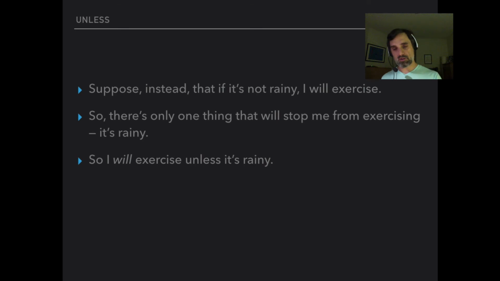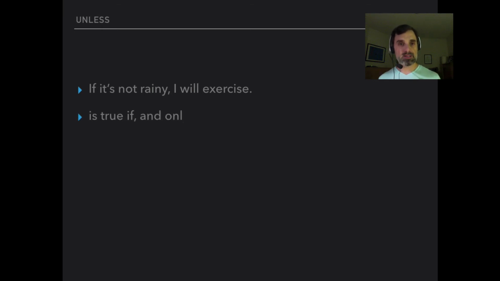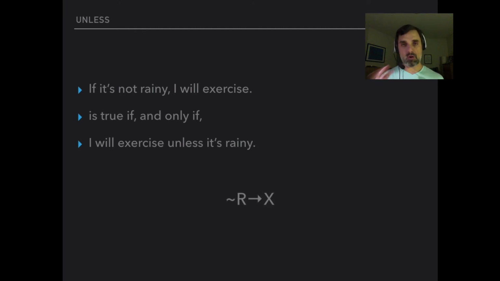If the conditional is true, then the unless sentence is true. If the unless sentence is true, the conditional is true. But we need to be clear about which conditional it is. What we have is this. If it's not rainy, I will exercise. That's true if and only if I will exercise unless it's rainy. So we take the unless part, we negate it, we put that in the antecedent, and we say if that's true, then the I will exercise part is true.